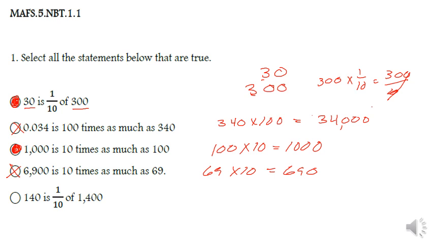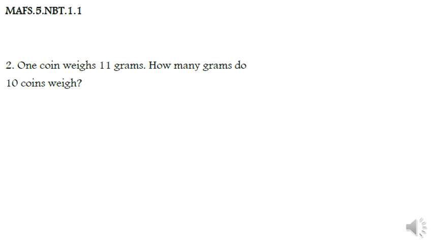Next one, 140 is 1/10 of 1,400. So it's the other way. 1,400 times 1/10 should give me 140. So if I look at this, I'm going to end up with 1,400 over 10. And take out the 10's and I get 140. So that is a true statement. So there's your 3 statements that would be true.